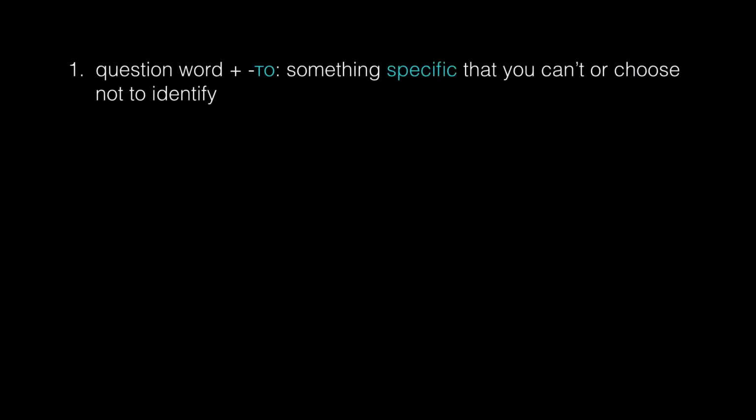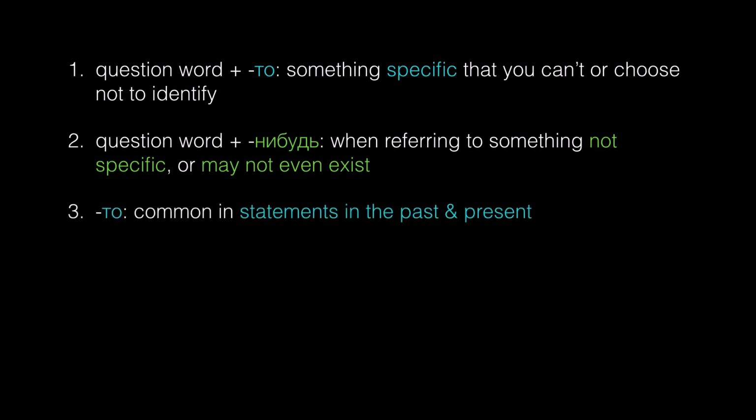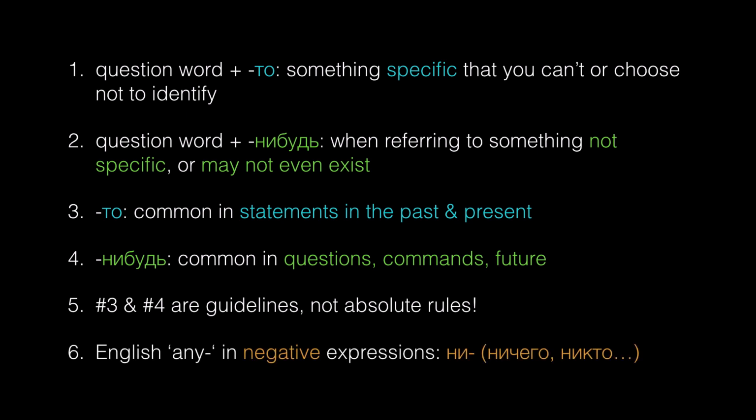Summing up, use то after a question word to refer to something specific, something that you can't identify or maybe that you choose not to identify. Use нибудь after a question word to express something more vague, when you don't have a specific thing in mind or when it may not even exist. Logically, то is more common in statements in the past and statements in the present. нибудь is more common in questions, commands, and talking about the future. Those patterns are helpful guidelines, but they're not absolute rules. The most important thing is whether you're talking about a specific person, thing, place, and so on, or something non-specific, maybe even hypothetical. And remember that English any in negative expressions corresponds to ни with question words, ничего, никто, and so on.